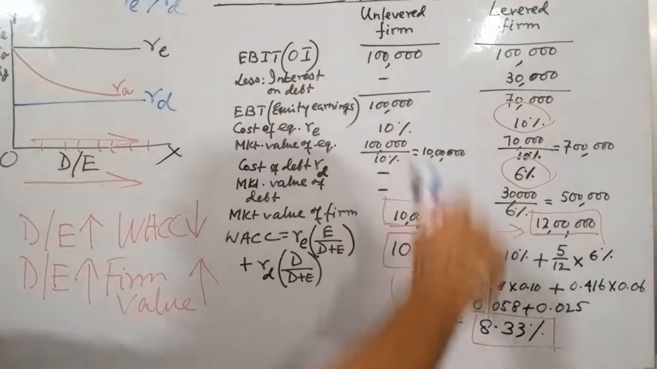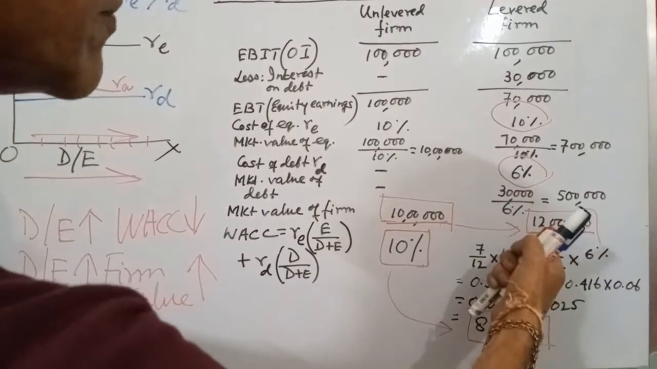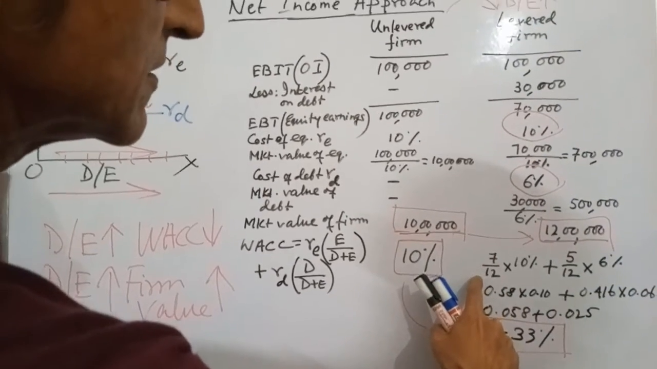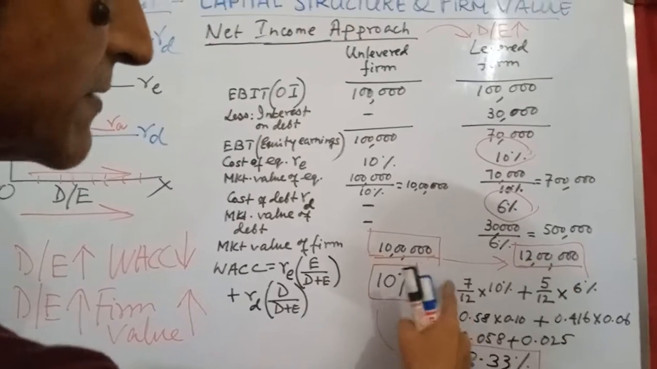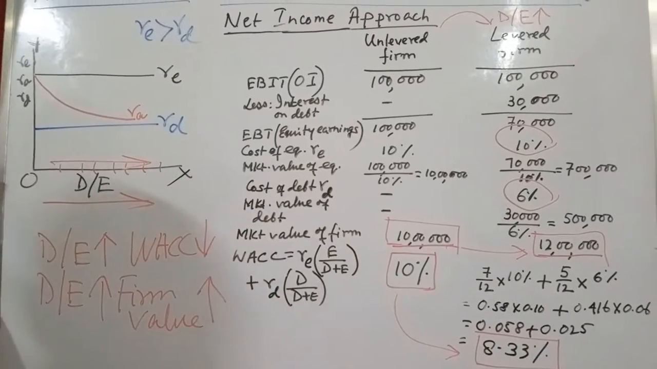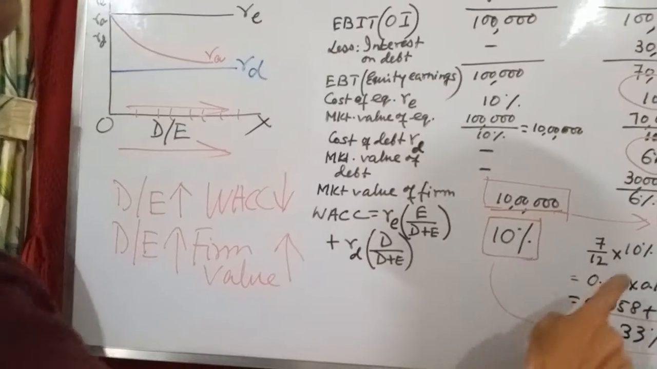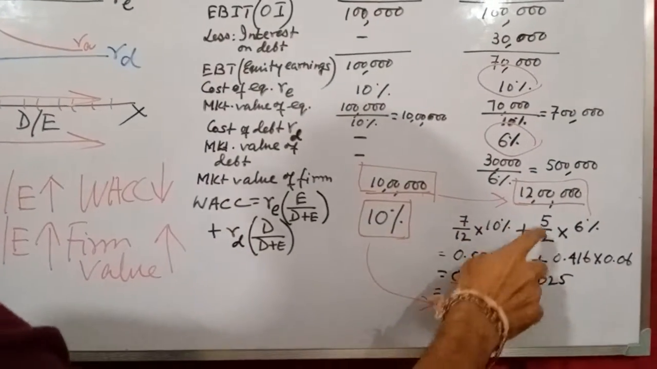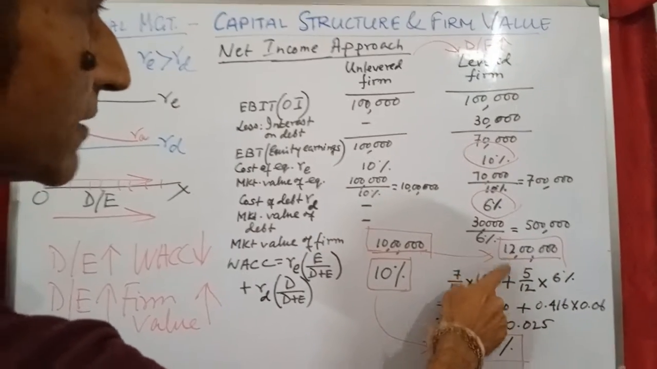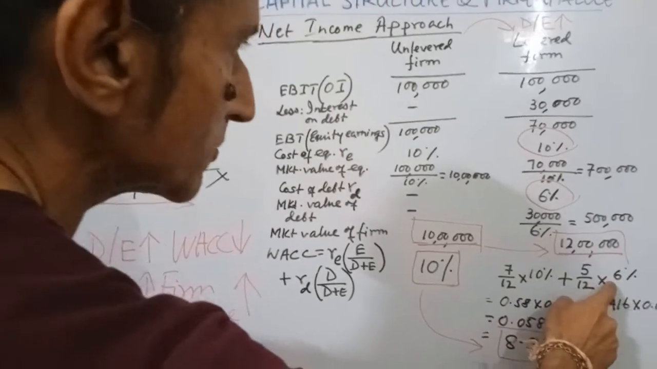The WACC of the levered firm: E divided by D plus E, that is 7 lakh by 12 lakh, that is 7 by 12 into cost of equity 10%, plus this part RD into D by D plus E. Now D by D plus E is 5 by 12 because debt is 5 lakh and market value is 12 lakh. So 5 lakh by 12 lakh is 5 by 12 into cost of debt 6%.